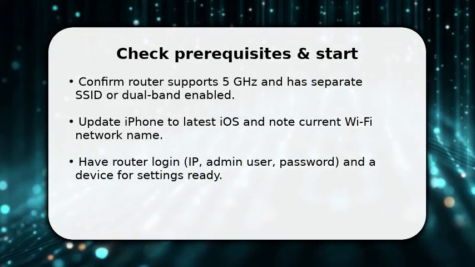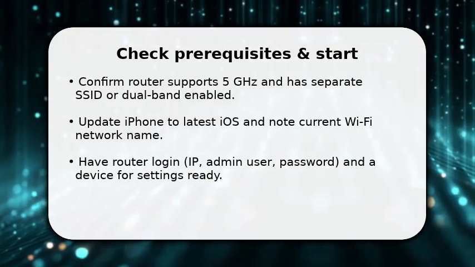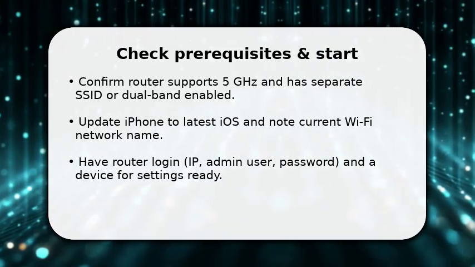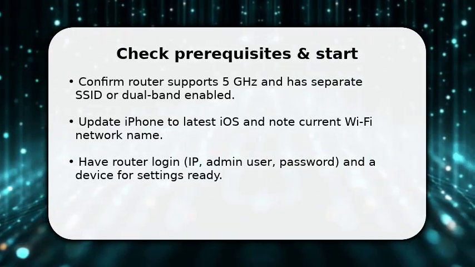Grab a laptop or the router's admin app, log into the router with its IP and credentials, and locate wireless settings so you can enable or separate the 5 GHz network.